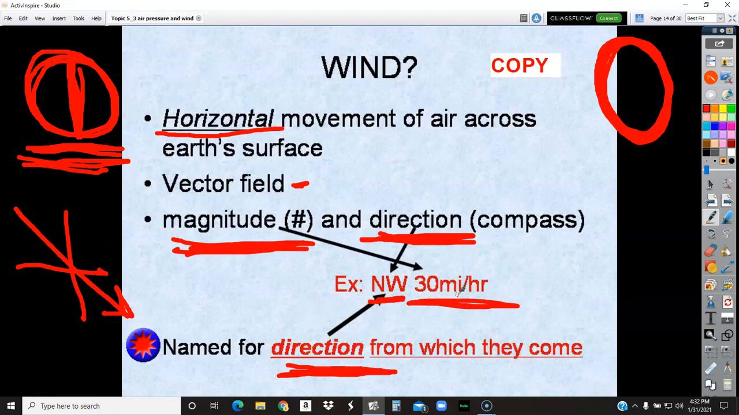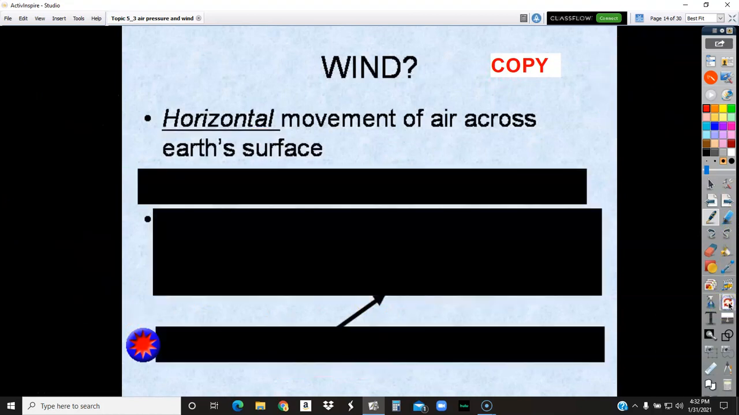That's what makes it a vector, because one, it's telling you the speed. Two, it's telling you the direction the wind is coming from and the way it would be heading, which would be opposite. So be careful when you are talking about a wind.